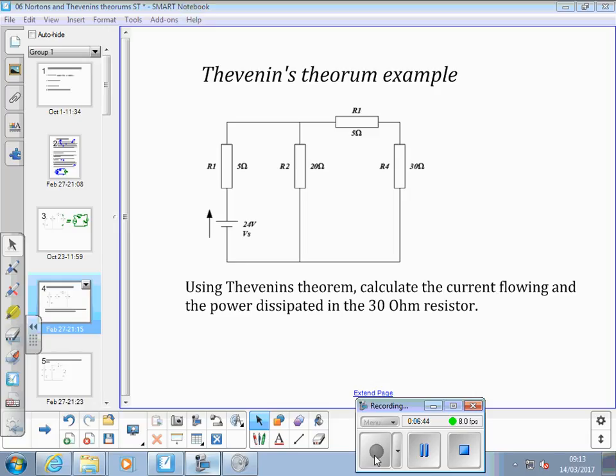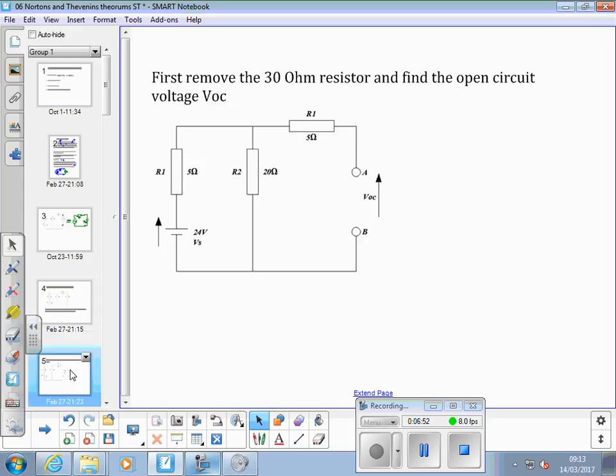Okay. So the first thing to do is remove the 30 ohm resistor and find the VOC, V open circuit. That V open circuit, remember, is equal to the Thevenin voltage that we want to use. Okay, so what's the plan of action to find that open circuit voltage? What are you going to do?